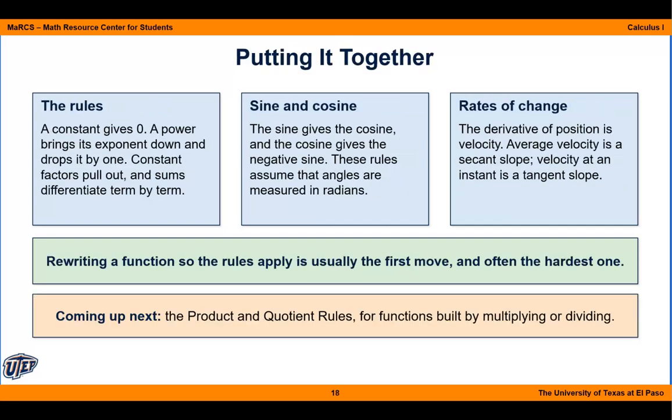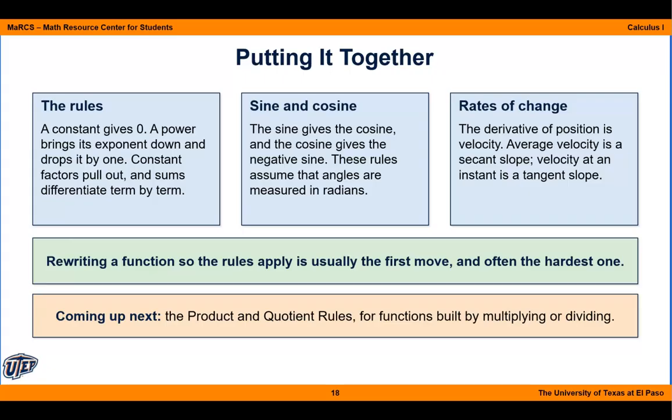Let's bring the main ideas together. The derivative of a constant is 0. The power rule brings the exponent down as a coefficient and then reduces it by 1. Constant factors remain unchanged, and sums and differences are differentiated one term at a time. The derivative of sine x is cosine x, and the derivative of cosine x is negative sine x, provided the angle is measured in radians. Rewriting a function as powers or as separate terms is often the first and most important step.